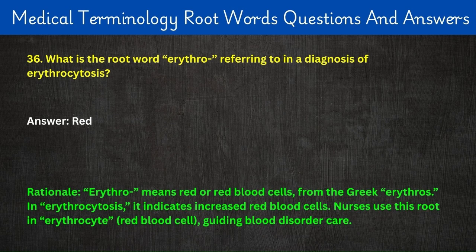36. What is the root word erythro- referring to in a diagnosis of erythrocytosis? Answer: red. Rationale: Erythro- means red or red blood cells, from the Greek erythros. In erythrocytosis, it indicates increased red blood cells. Nurses use this root in erythrocyte, red blood cell, guiding blood disorder care.